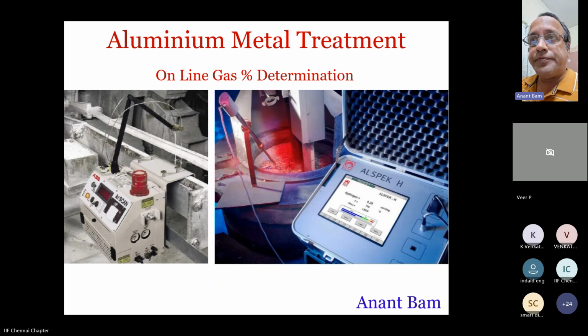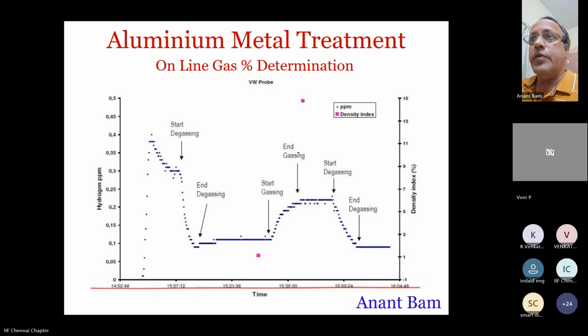Next slide, please. This is a typical graph of automatic degassing cycle connected with Alspec H. It is taken from Foseco Alspec H brochure. I must mention that. And it gives you a clear-cut indication that how a digital signal can eliminate human interference in degassing process.